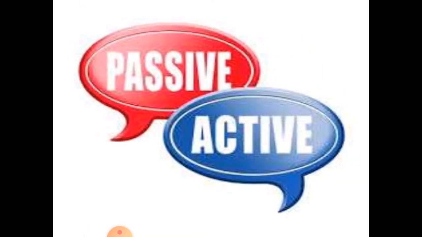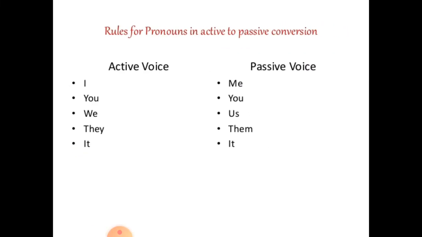Now we'll move ahead, passive and active. See, here are some of the rules. Rules for pronouns in active to passive conversion. When we convert a sentence from active to passive, see what the rules are for pronouns. In active voice, I will become me in the passive, you will be the same, you. We, they will change to us, them in passive voice, and in active voice it, and in the passive voice also it.